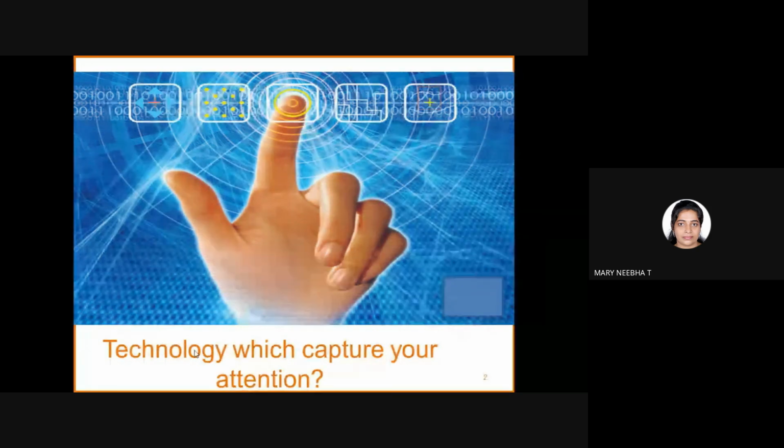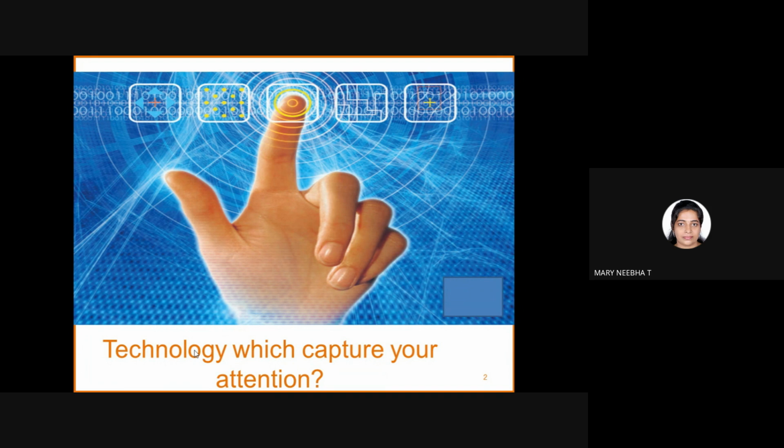It is nothing but the field of study focused on the design and use of computer technology, particularly the interfaces. We concentrate on the interface between people or the users and the computers. It involves understanding how humans interact with computers and designing technologies that let humans interact with computers in novel ways.